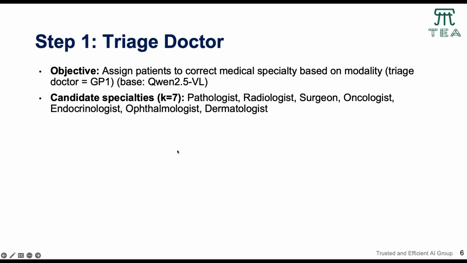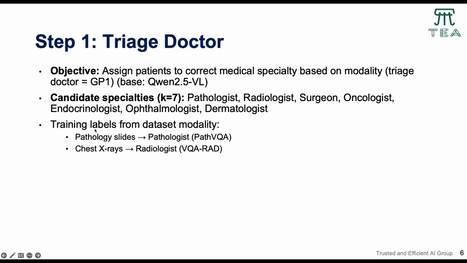In this work, they have 7 candidate specialists, including pathologist, radiologist, surgeon, oncologist, and another 3 departments. And they use these specialists as the training labels from the dataset modality to train the model to get better performance. For example, here are some examples. If the model receives pathology slides, they will be referred to the pathologist, and if they get chest X-rays, they will be referred to the radiologist.